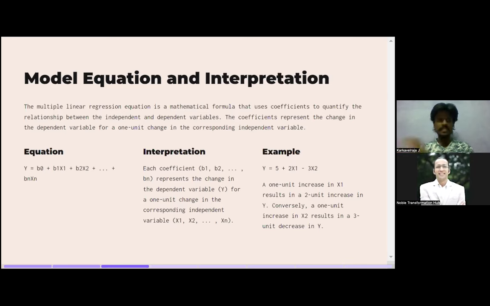Y is equal to Mx plus C. This is how we are mapping. Okay. That X will be multiple here. And whereas the M is denoted as B and the C is also denoted as B. C is the B0. That's it. Okay. No rocket science. It's a simple equation.